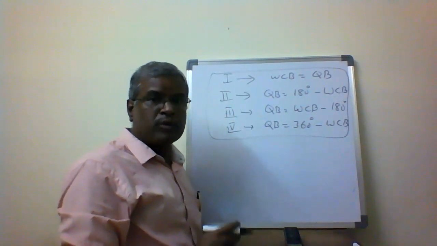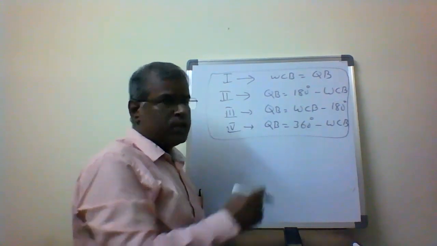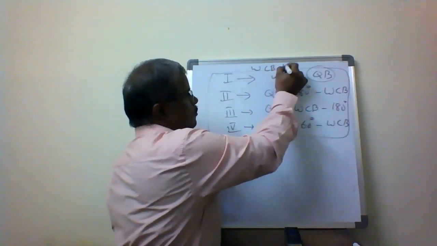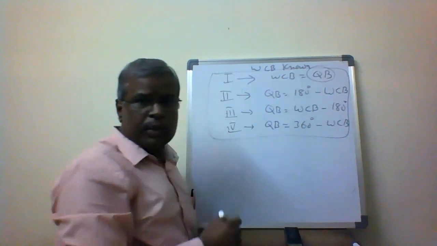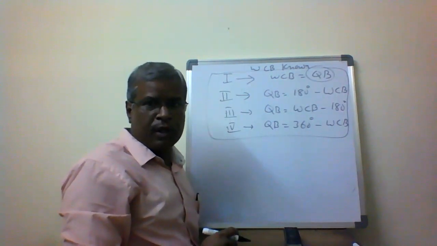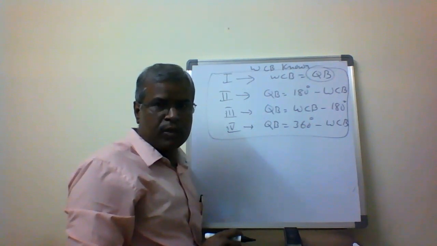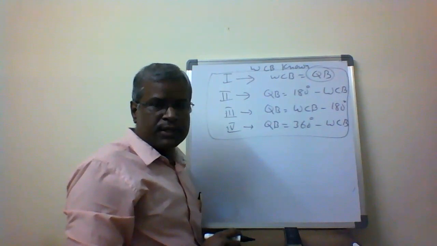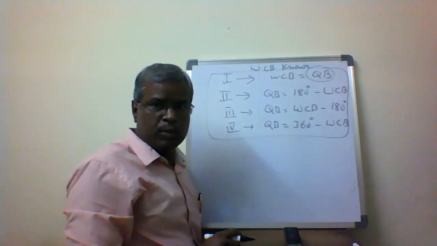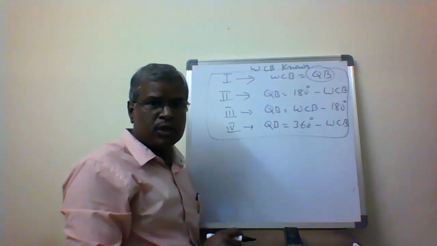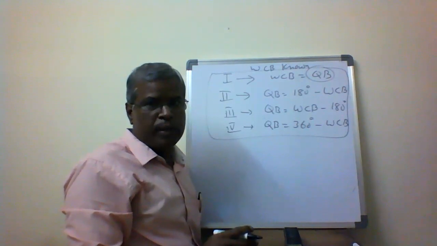I am going to be converting one system to the other system. We know the WCB; how can I measure the quadrantal bearing? In the first quadrant, the WCB and quadrantal bearing are the same with respect to the directions. In the second quadrant, the quadrantal bearing equals 180 degrees minus WCB. In the third quadrant, WCB minus 180 degrees, and in the fourth quadrant, 360 minus WCB. So this is how we convert from the whole circle bearing system to the quadrantal bearing system.